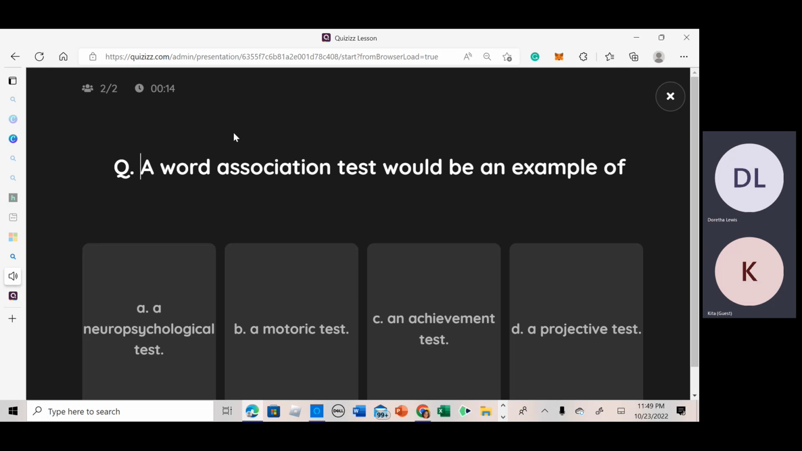A word association test will be an example of a projective test. Although it is rare, some tests and exams take issue with the word projective and refer to such tests as self-expressive.